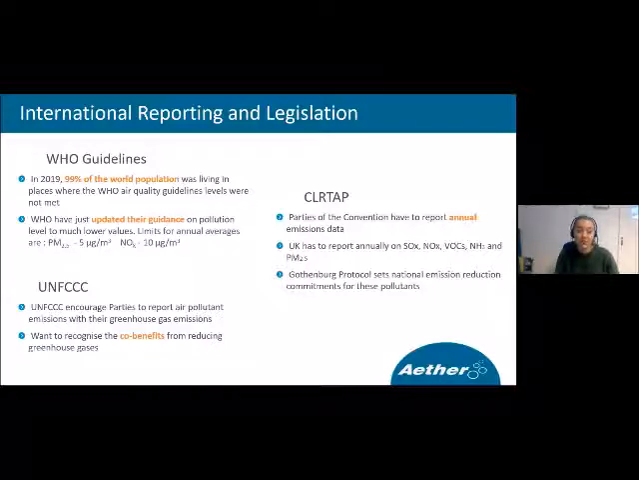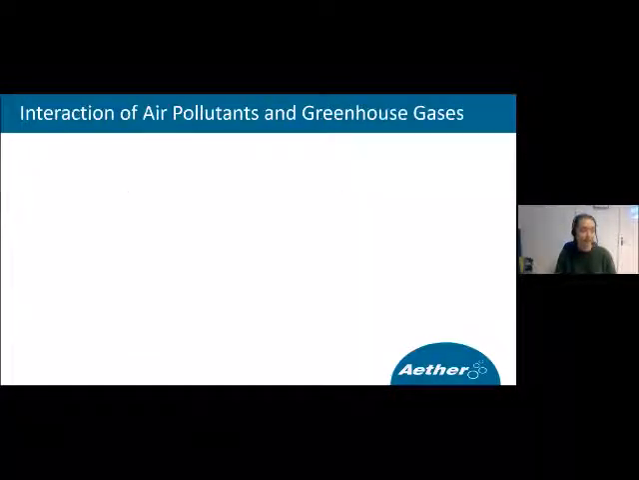Obviously, it's important to note that there are not always co-benefits. Sometimes there can be negative impacts. For example, in some climate action plans, the increased use of biomass and wood chips, for low carbon strategies, could actually lead to a worsening of air quality. So there's always an interaction to consider.